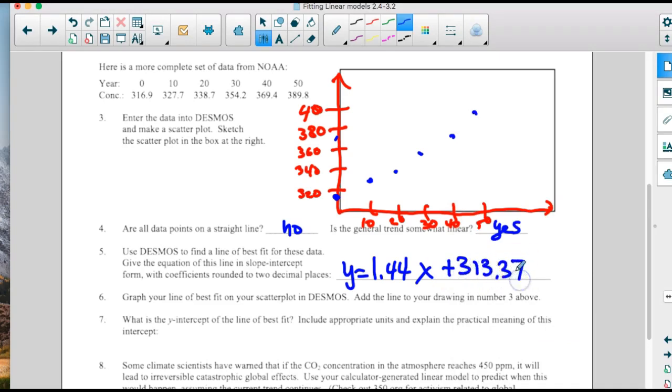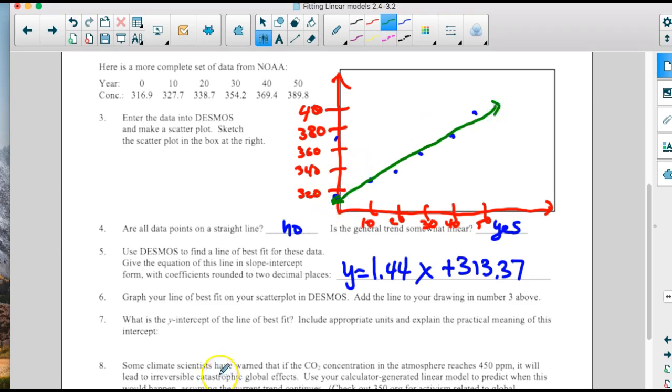313.37 to 2 decimal places. Okay, it says graph your line of best fit. We did that. Add the line to my drawing here, so it looks like it goes through 313, so it's a little lower. It goes through here, and it goes up like that.